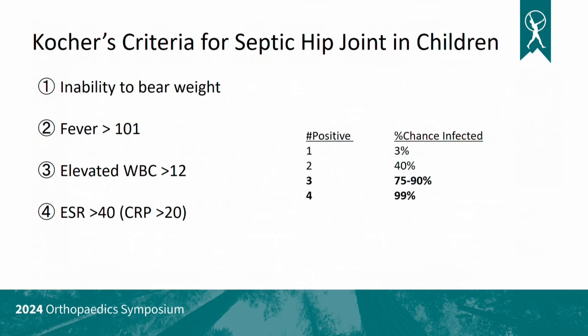And it's interesting, if only one of those is positive, there's only about a 3% chance that they actually have a septic joint. If you have 2 that are positive, it goes up to 40%. I start perking up if they have 3 or 4, because if they have 4, almost every time it'll be an affected joint. But even if they have 3, there's a 3 out of 4 chance that they have an affected joint. And so those are the ones that obviously are probably going to need to be taken to the operating room and washed out, or at least aspirated to confirm.